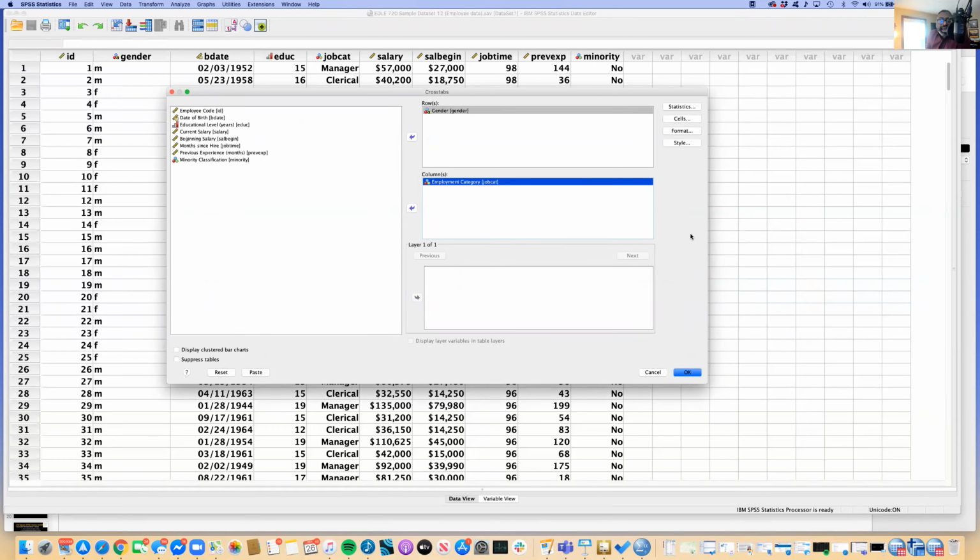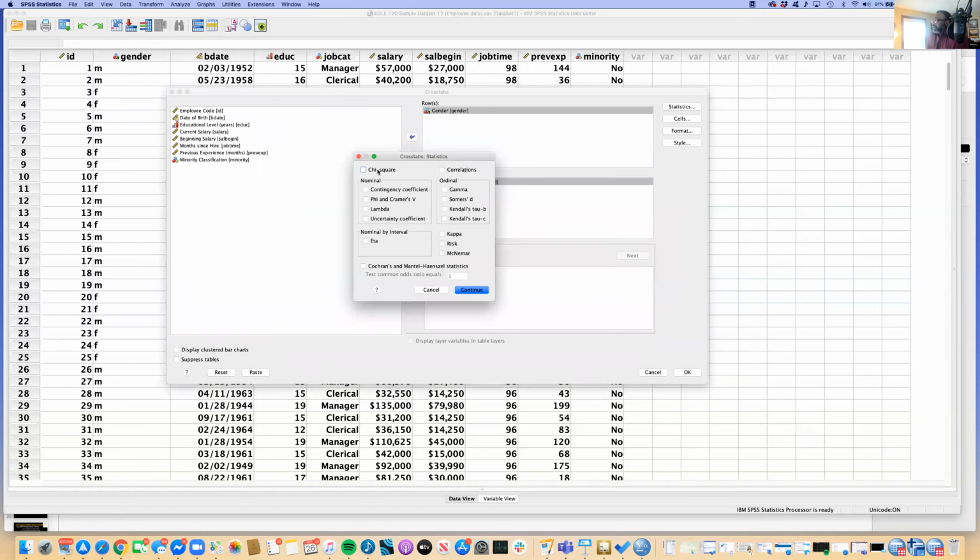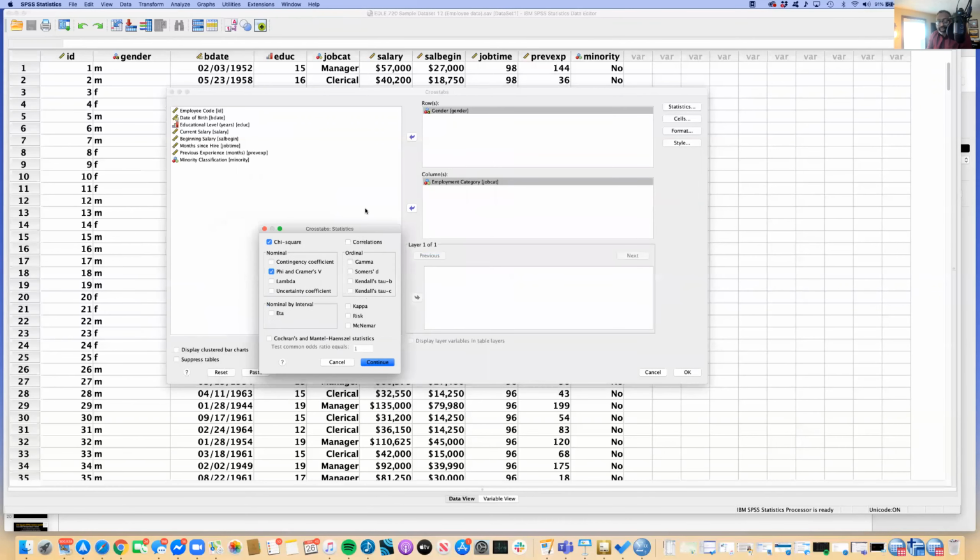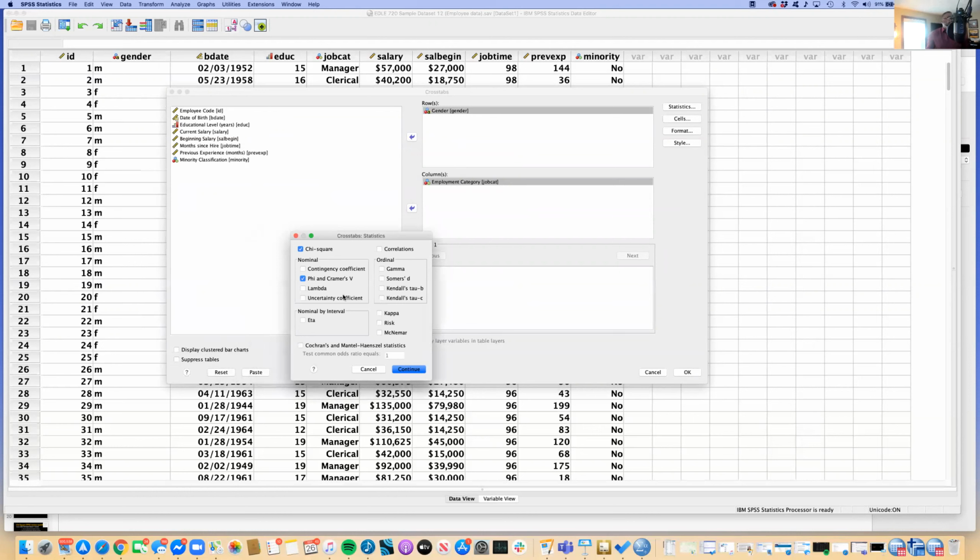Now, since we're doing a chi-square test, this time we are going to go to statistics. And we're going to click the very first one, chi-square. And then we're going to click phi and Cramer's V, because we want to see what size of an effect, if this is statistically significant. So if this is statistically significant, we want to see what size of an effect gender has on employment category. Who can tell me what the independent variable is here?